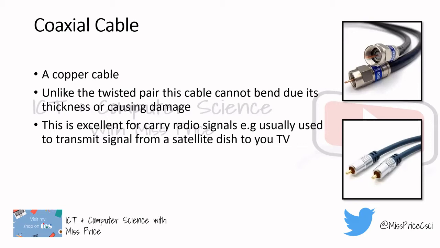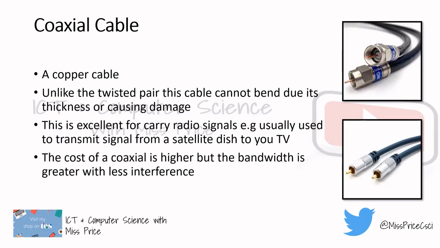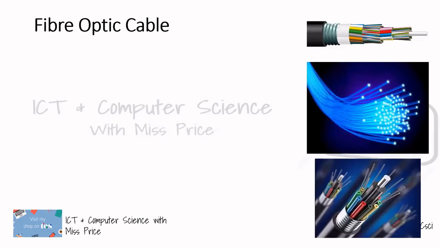So when you're connecting your outdoor aerial to your TV or your set-top box, that would be a coaxial cable that you would use. But the cost of coaxial is higher, but the bandwidth is greater with less interference. So that makes it perfect to use to connect to your TV and carry radio signals. It's excellent for that. But there will be a need for repeaters if you use it.